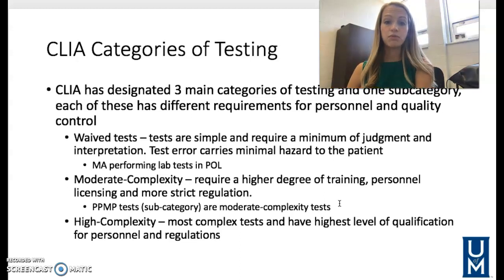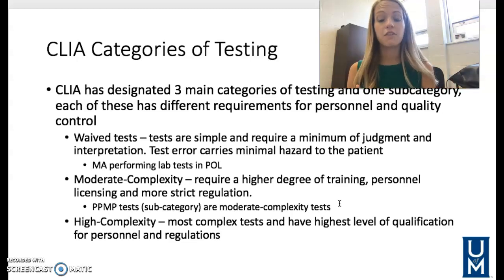So some examples of waived tests may be a urine pregnancy test. This is a pretty simple interpretation, right? It's either going to be positive or negative. The person's not going to necessarily have a death if it's interpreted incorrectly, correct? So if, let's say it was interpreted positive, but they were actually negative for pregnancy, it's not a great thing that it was misinterpreted. However, it will not result in a death to the patient.